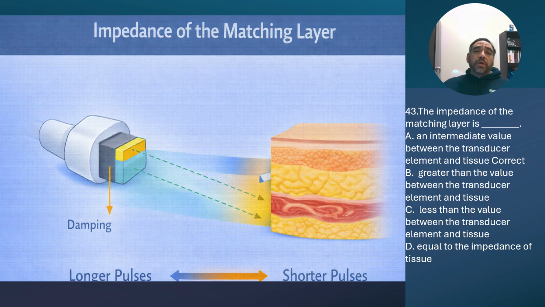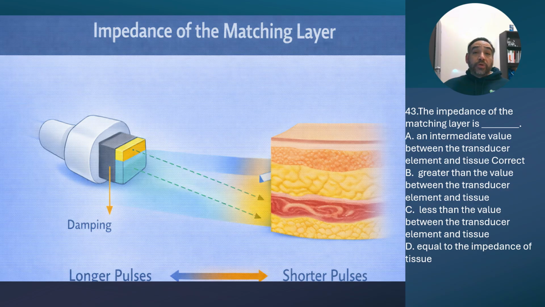B said greater than the value between the transducer element and tissue. If it were even higher than the crystal, that would worsen the mismatch. More mismatch equals more reflection. And C was less than the value between the transducer element and tissue. If it were lower than both, you'd still have a large mismatch. So the whole purpose is to sit in the middle, not at one extreme.